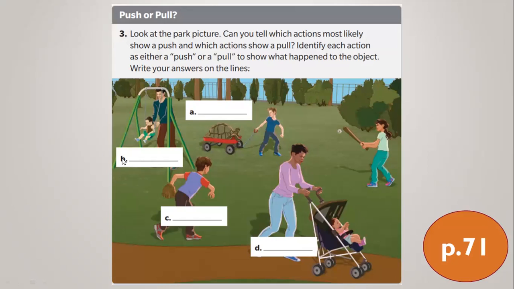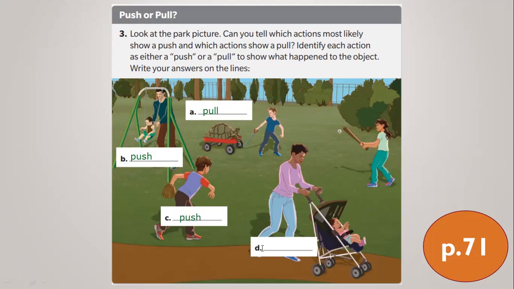Let's start with B. How is the man moving the kid? Is he pulling it or pushing it? He is moving it away, so it's a push. Excellent. What about this boy grabbing the cart with the turtle, or the stroller with the turtle? He is moving it closer to him, so it's pull. Excellent. What about this boy throwing the ball? He throws the ball, moving it away, so it's a push.